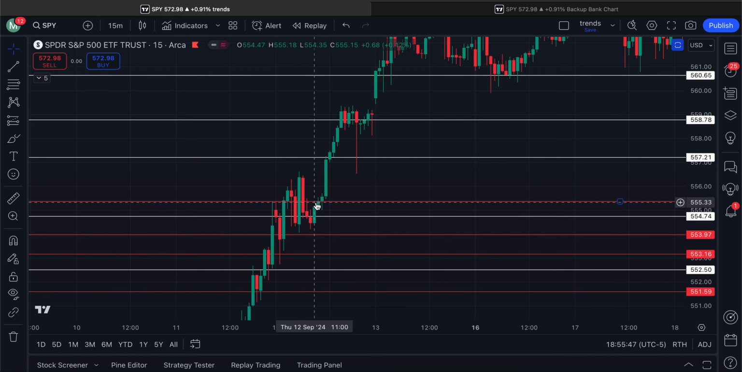And in this case right here, the back hit it, we hold above our key pivot, we close above our demand zone. See price target over here.